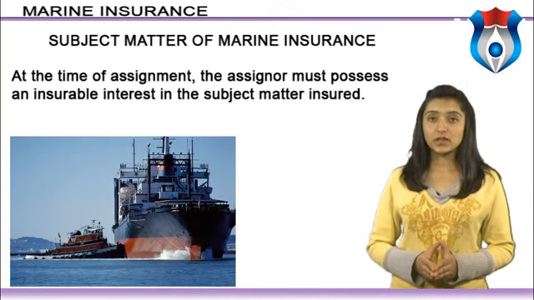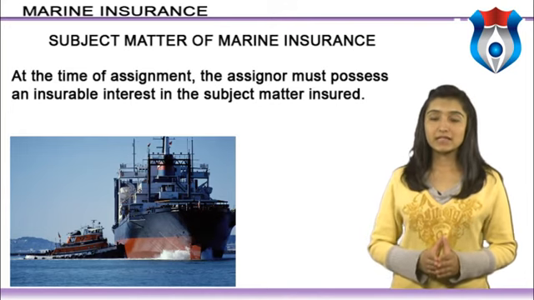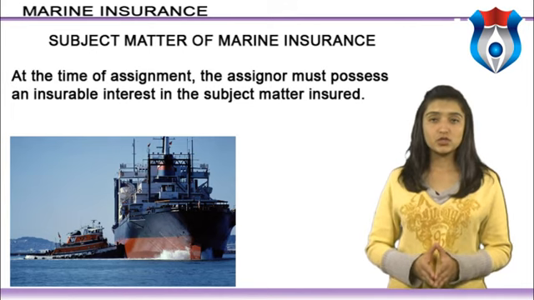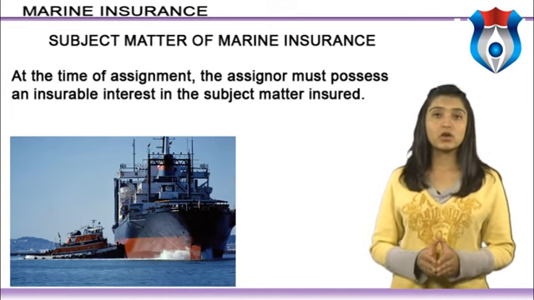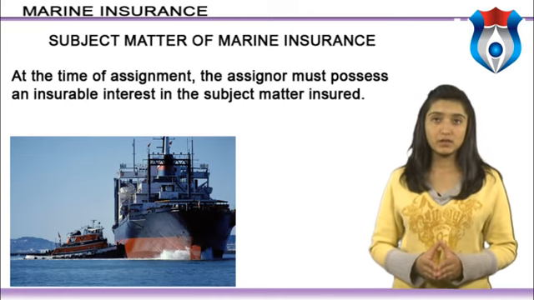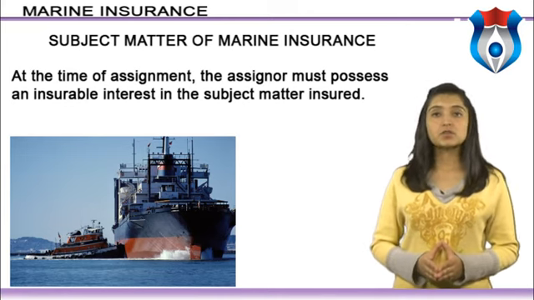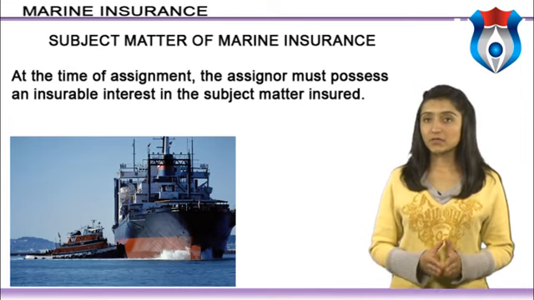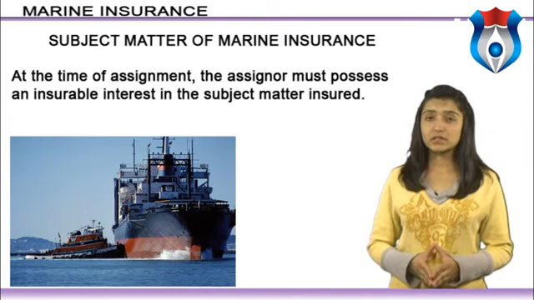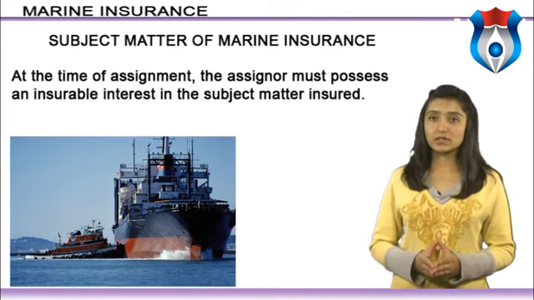At the time of assignment, the assignor must possess an insurable interest in the subject matter insured. An insured that has parted with or lost interest in the subject matter insured cannot make a valid assignment. After the occurrence of the loss, the policy can be assigned freely to any person. The assignor merely transfers his own right to claim to the assignee.